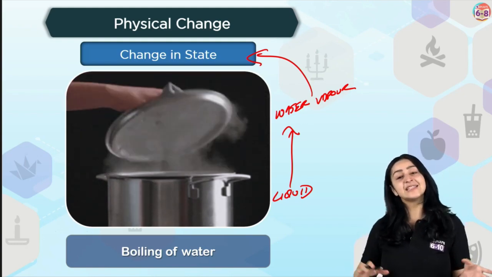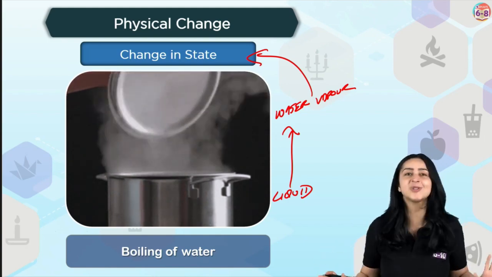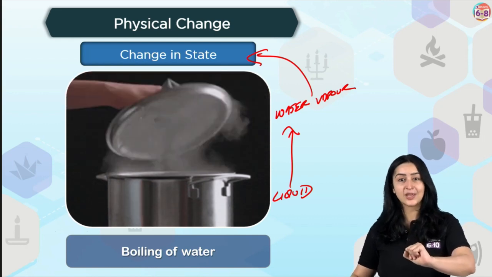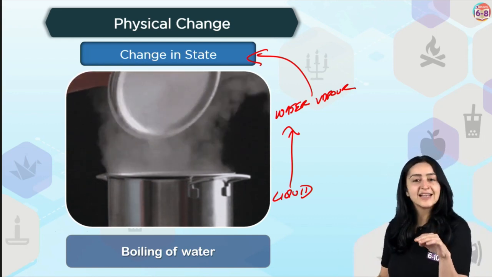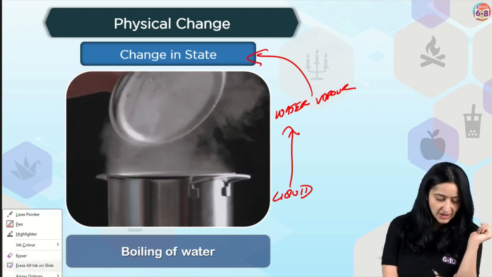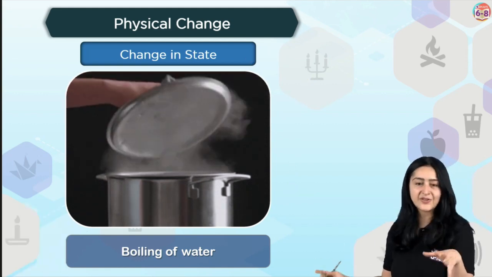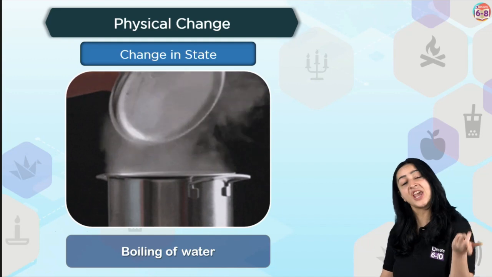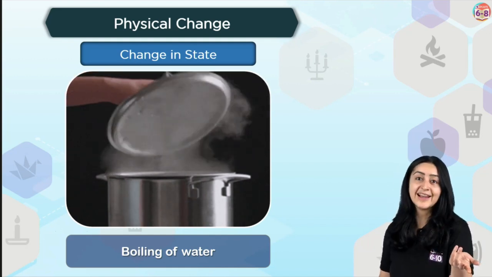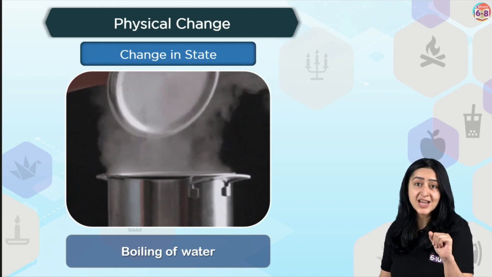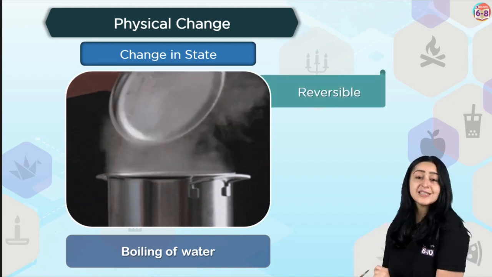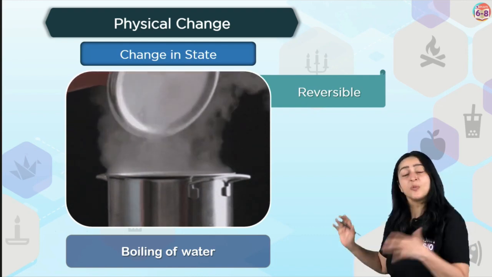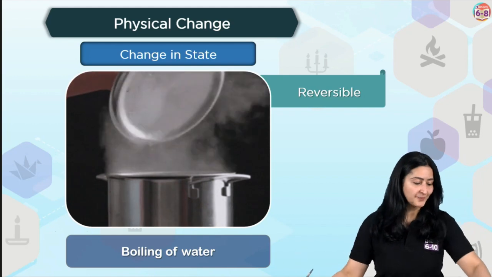But is there a new substance being formed here? No, there is no new substance being formed. Now the interesting thing about physical changes is, think about it. The liquid has changed to water vapor. Can that water vapor be changed back to liquid? Yes, it can, by the process of condensation. We've learnt about this, right? So this change is reversible, which means a physical change can also be reversible.